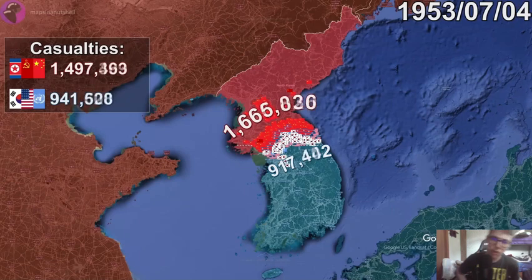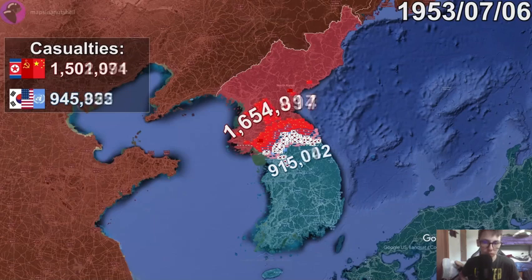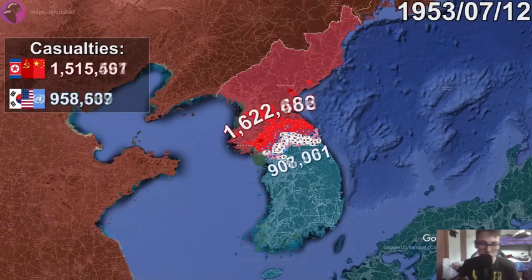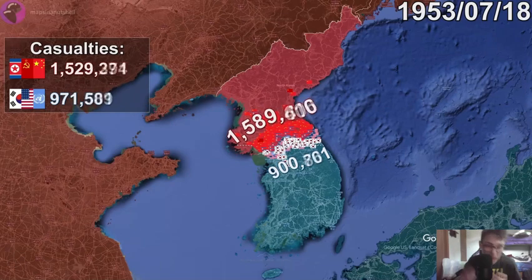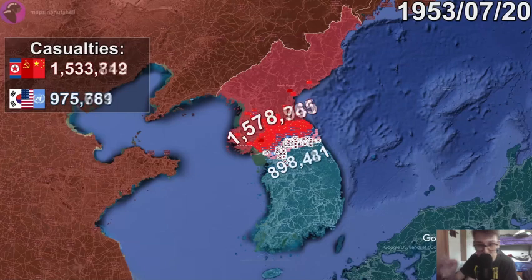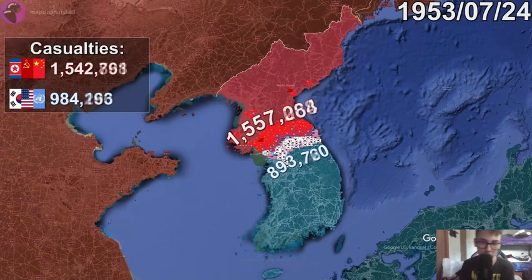Okay, let's see. The Korean War ended with an armistice, basically. Not a peace treaty, but an armistice, just to stop the war so no more people would have to suffer. Okay, so the authoritarian forces are pushing a little bit back, but the Democratic forces are also pushing against them as well. Okay, let's see.